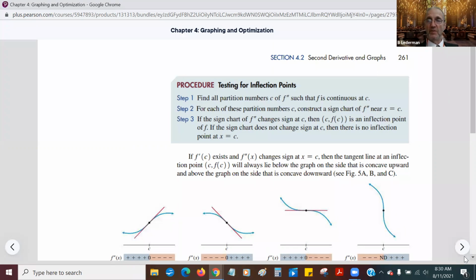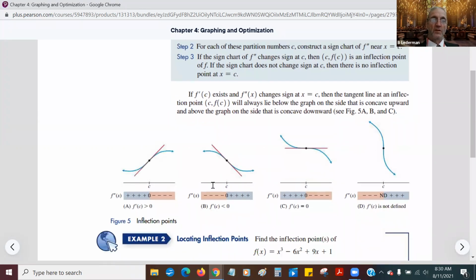So let's just look at some examples here. Here we see it's positive up to that point, then it becomes negative. This is a point of inflection. Here it's negative up to this point, whatever that point C is, and here it's positive after that point. This is a point of inflection. Here it goes from positive, and at that point C, it switches to negative. And here, it's going from negative to positive.